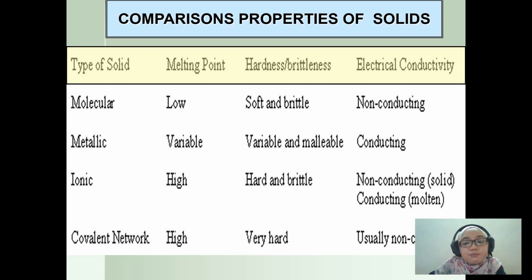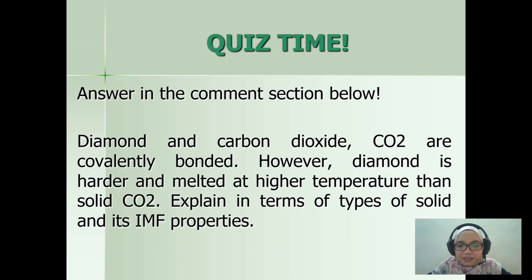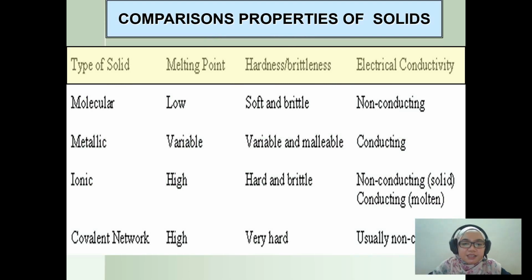Okay, ionic solid, it has very high melting point. It's hard and brittle and dia tak boleh conduct electric and heat in a solid state, but it can conduct heat and electricity in a molten or aqueous state. And the covalent network has a very high melting point. It's very hard and dia tak conduct electric and heat. Okay. Alright. So we have done for this one.